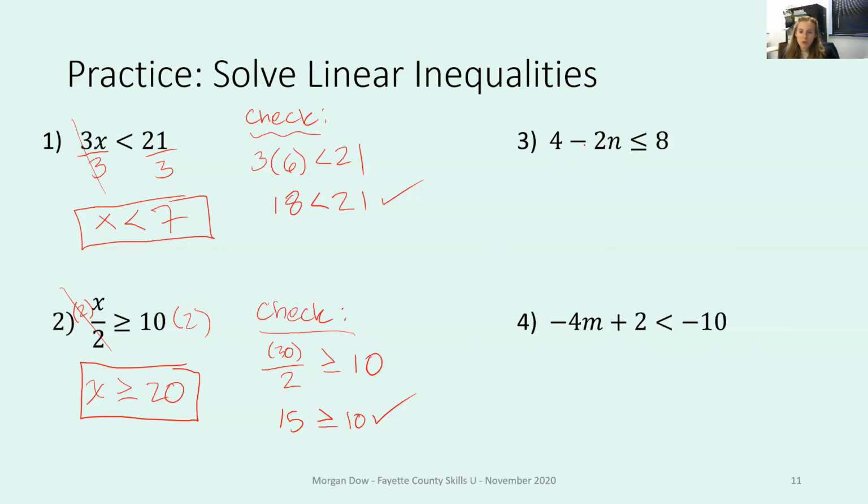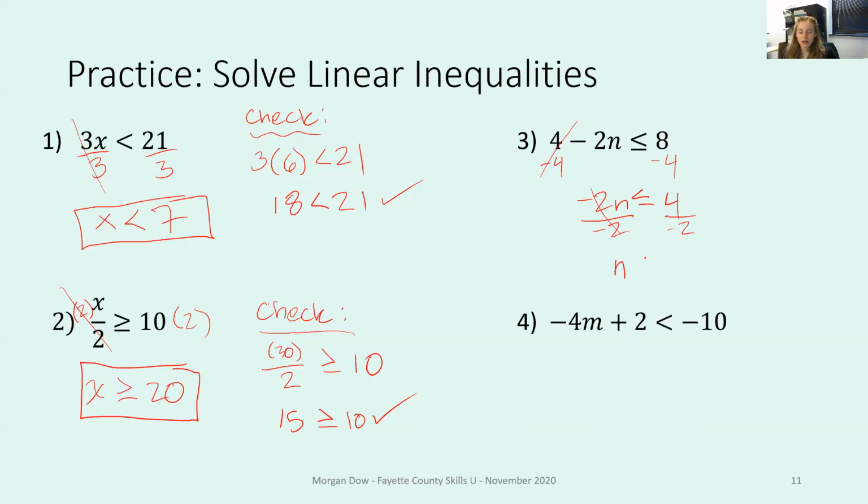All right, 4 minus 2n is less than or equal to 8. So I'm going to cancel out this 4, right? 4 minus 4 goes to 0, disappears. Subtract it from both sides, so we're left with negative 2n is less than or equal to 4. All right, now to cancel out this multiplication with negative 2, I'm going to need to divide by negative 2 to both sides.